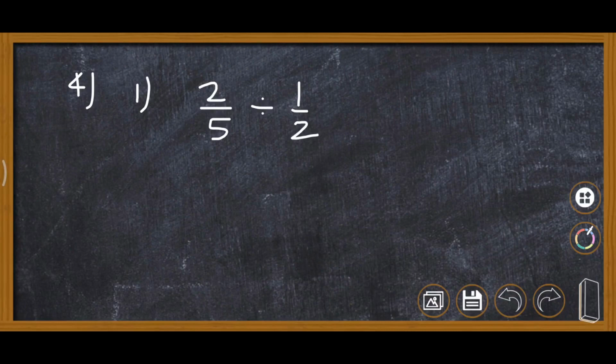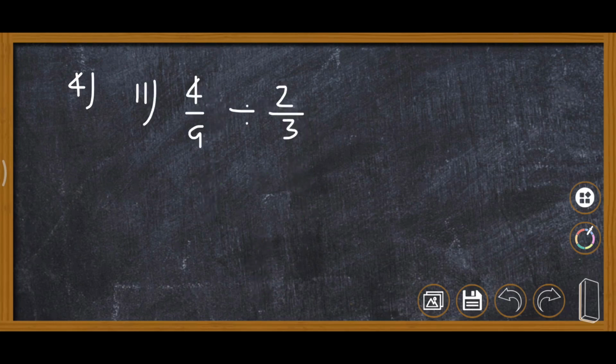This is question number 4, first part, 2 upon 5 divided by 1 upon 2. So again 2 upon 5 and divide changes to multiply, और the number on the right side becomes its reciprocal. तो 1 upon 2 का reciprocal क्या होगा? 2 upon 1. Now 2 2s are 4 and 5 ones are 5. So answer is 4 upon 5.